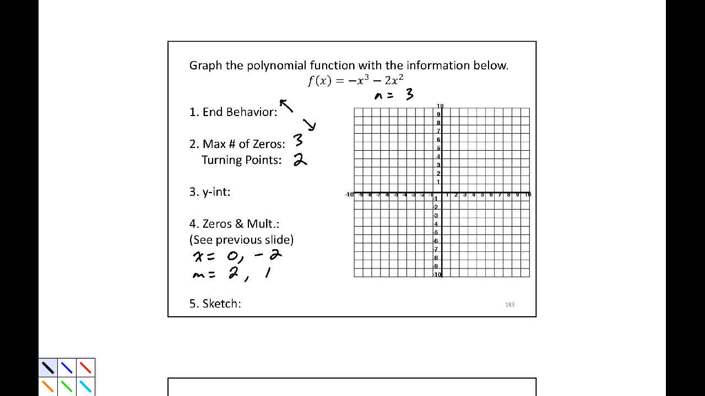Next, we can find the y-intercept by calculating f of 0. That would be negative 0 cubed minus 2 times 0 squared, which would be 0. So our y-intercept is the point 0, 0. Now we can put this all together and sketch. I know that my zeros are 0 and negative 2. My y-intercept is 0, 0, which I've already plotted.